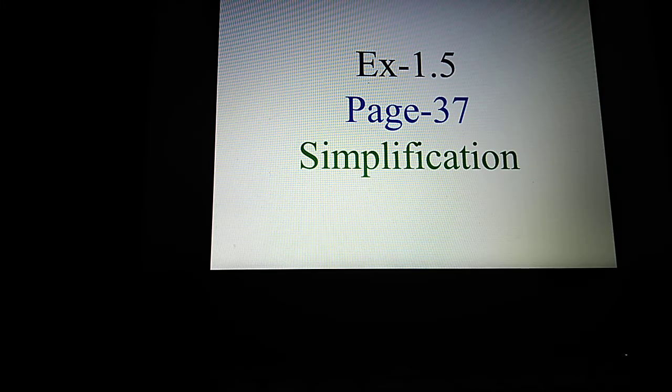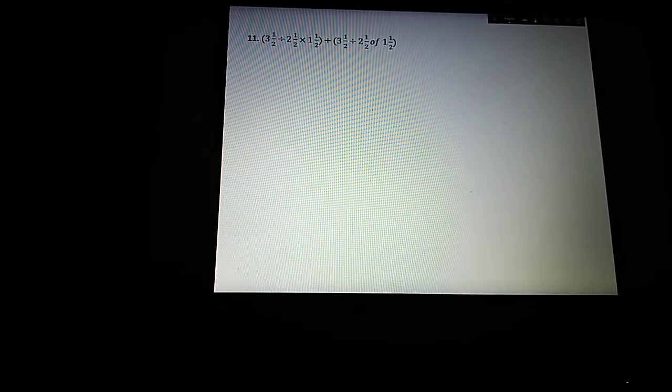Hope fine. Today I will discuss exercise 1.5, and you will find it at page number 37. And today I will solve some problems of simplification. Now, at page number 37, you get this problem. It is page number 37, problem number 11.